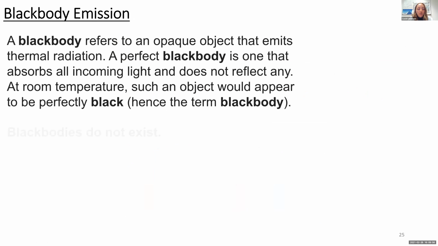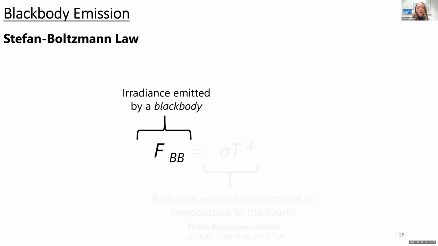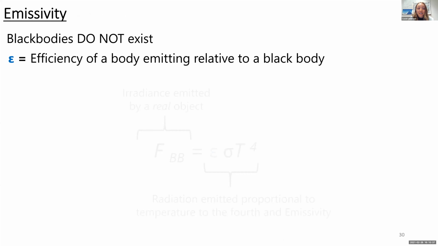And so something we talk about is black body emission. This refers to an object that emits thermal radiation, and this might be something you've heard about or maybe have never heard. Basically, a perfect black body doesn't exist, but a perfect black body is sometimes what we use to estimate these things. So you can look at Stefan Boltzmann's law, and the irradiance emitted by a black body, which is calculated with the temperature to the fourth and Stefan Boltzmann's constant. But of course, like I mentioned, perfect black bodies do not exist.